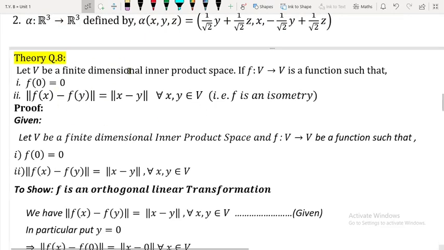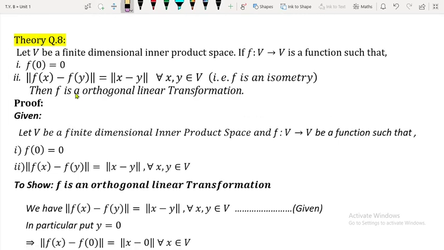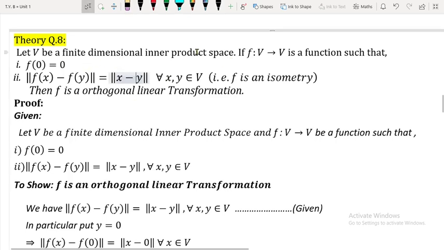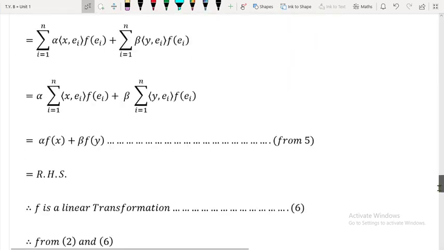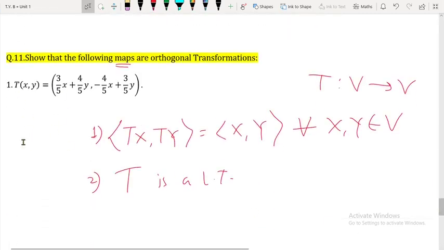Yes, so if V is a finite dimensional inner product space, and if f from V to V is a map such that these two conditions are satisfied, then we can say that f is an orthogonal linear transformation, right? So now in our problem, our V is finite dimensional, no issues with that, because our V is R2, and I will show you. Yeah, so this is our example, right? So you can see that our V is R2, which is finite dimensional, and T is a map.